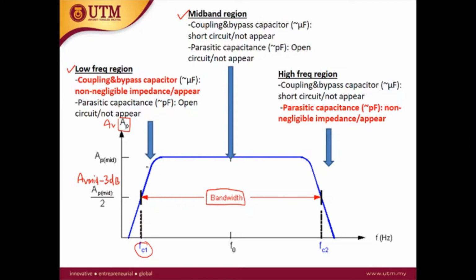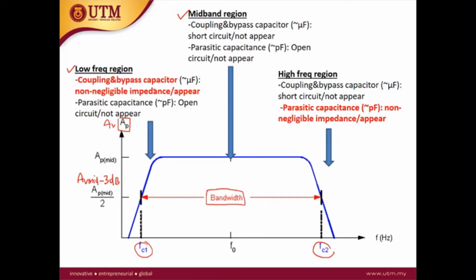Okay. And when the frequency increases towards higher frequency operation, we also observe a similar trend where the gain decreases. Using the condition AV mid minus 3 dB, we can identify the high cutoff frequency. So this is the high cutoff frequency. Okay, this is the explanation of the Bode plot.